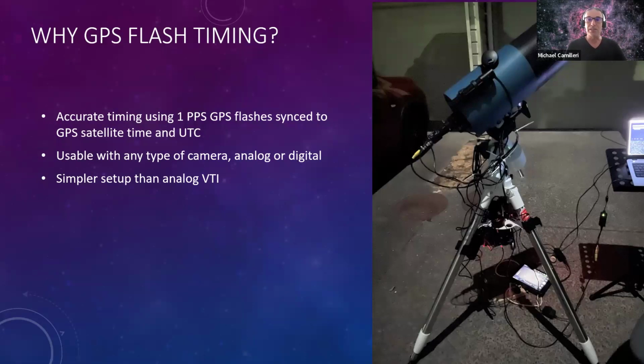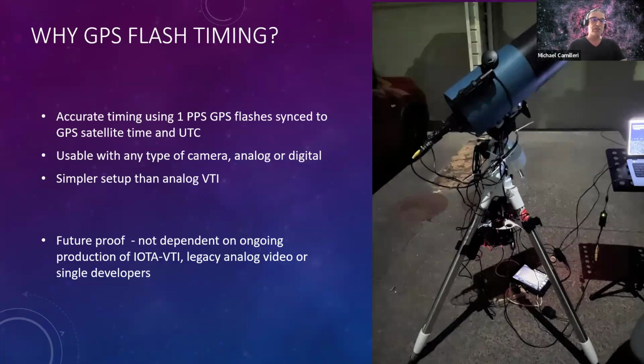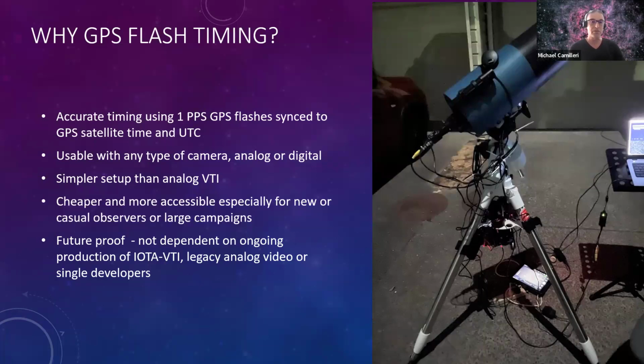That's my old setup on a Celestron C6 with a Kiwi VTI camera, cables and power supplies galore. Most of those cables disappear, and with it being digital, you can use your favorite acquisition or telescope control software. It is also future-proof in the sense that it doesn't depend on ongoing availability of VTIs, doesn't use legacy analog hardware, and it's not contingent on a single developer to support it.